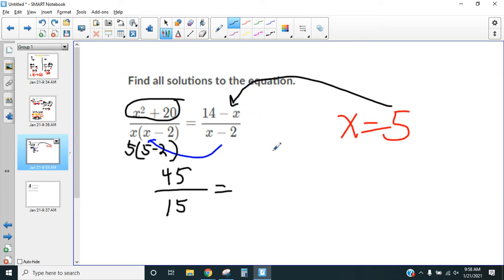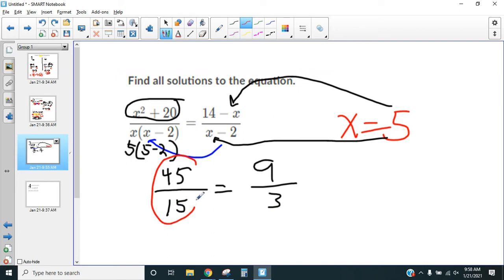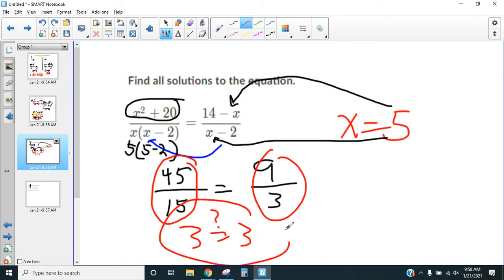Plug in 5 over here. 14 minus 5. Okay, plug in 5 over here. 5 minus 2 is 3. Let's simplify both sides. What's 45 divided by 15? What's 9 divided by 3? Does 3 equal 3? Okay, we are correct. That's how we know. If I tried doing that with 2, I'd run into a problem, wouldn't I? As a matter of fact, if doing my work x equals 0, 0 wouldn't work either, but we didn't get 0.